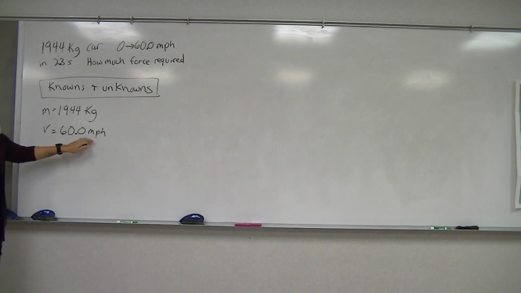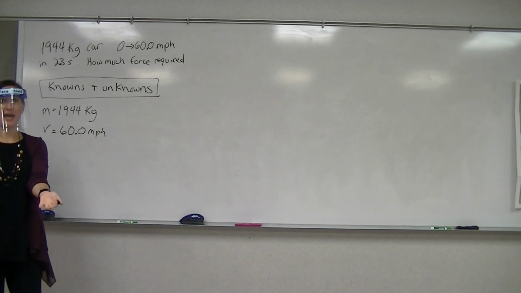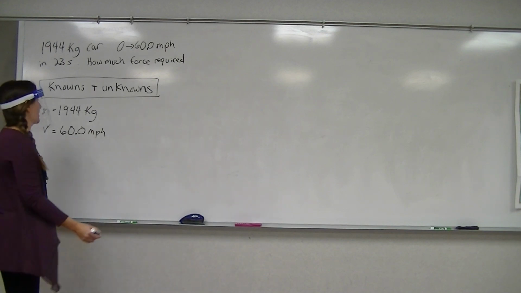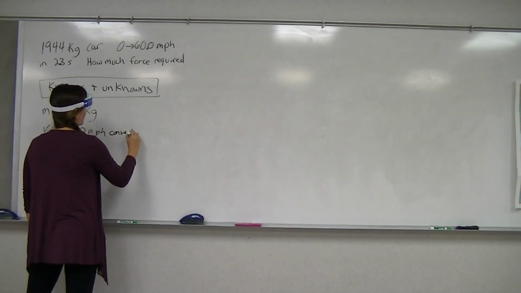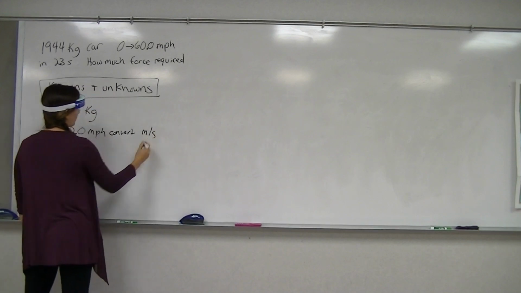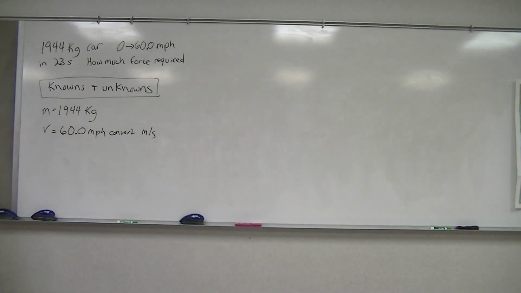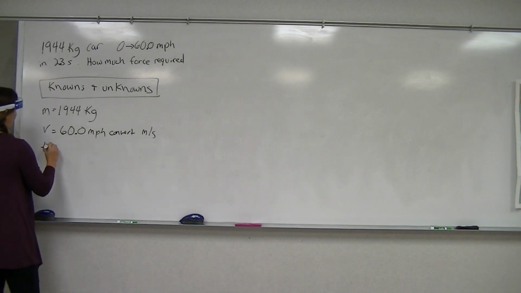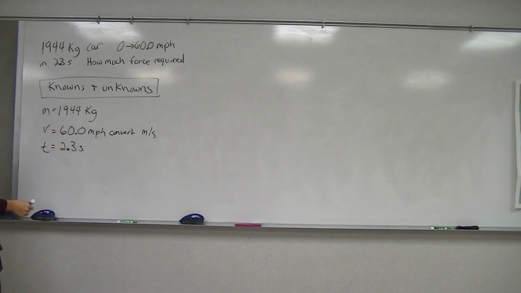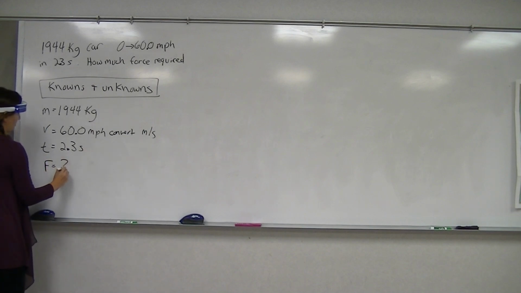But notice the units itself. We can't use miles per hour with the equations that we have. We need metric system. Okay, so this needs to be converted to meters per second. So there's a little extra step there before we use the equations. Last piece of information, time. 2.3 seconds. That's in the units we want, so we leave him alone. The unknown is going to be the force, so I'm going to put F with a question mark.